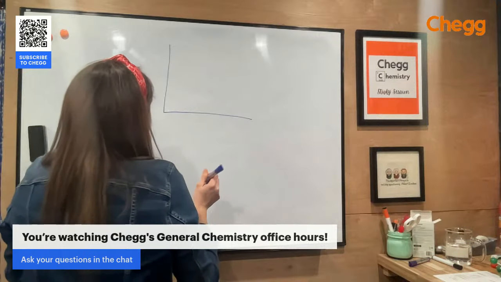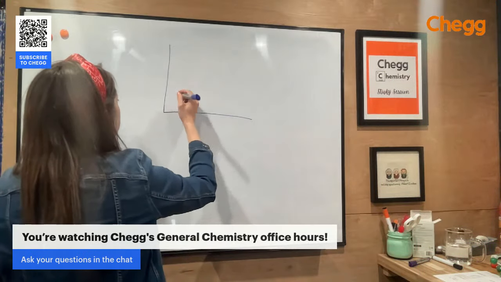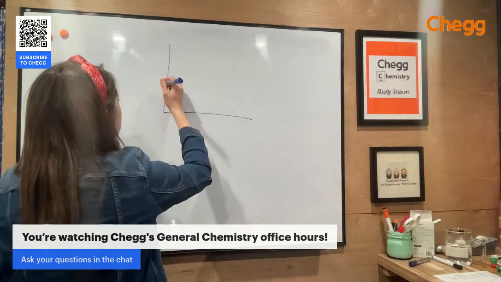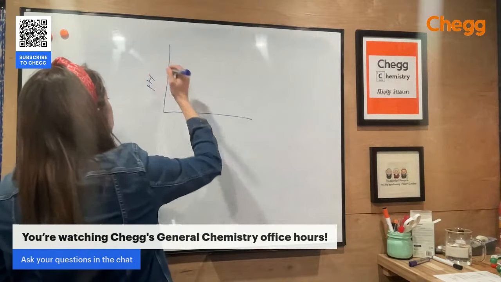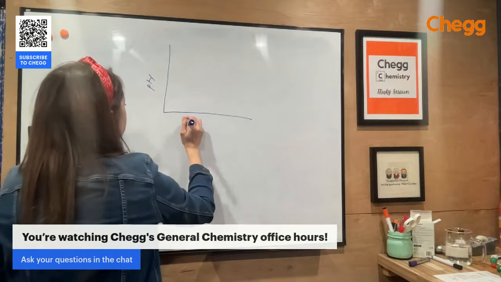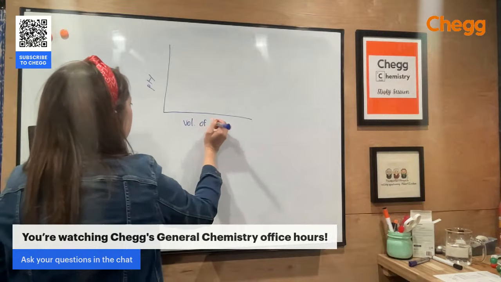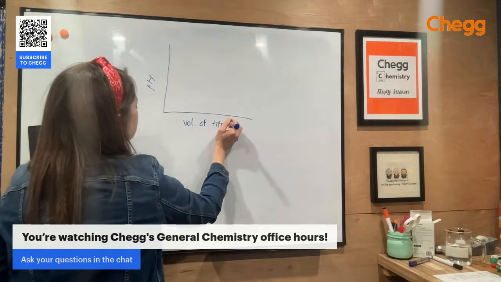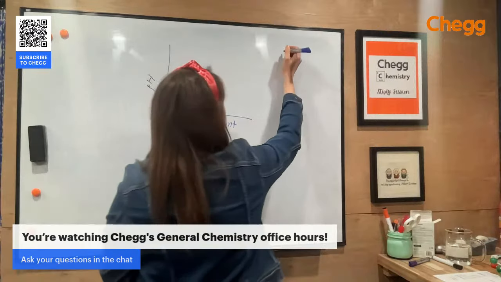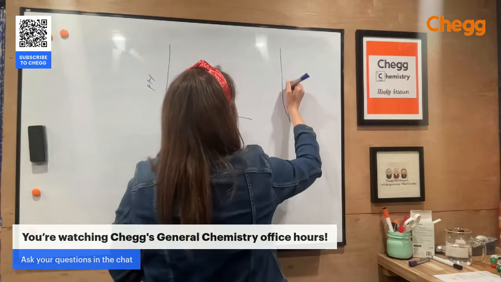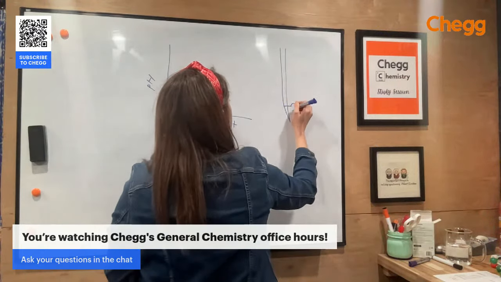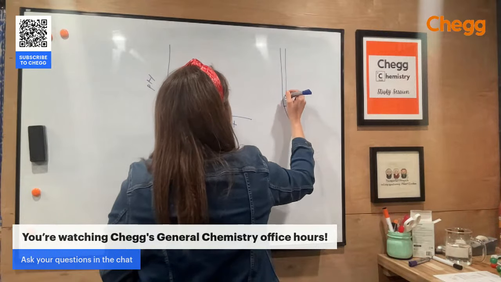All right, so let's say, I'm just going to draw. Okay, let's say we have our pH, we have our volume of titrant. All right, we're doing a, don't judge me, not very artistic.